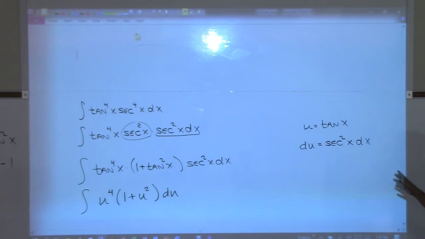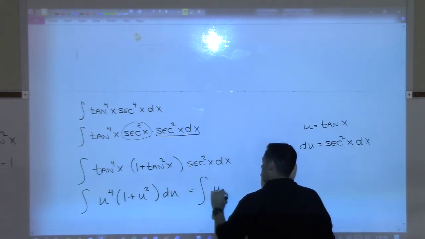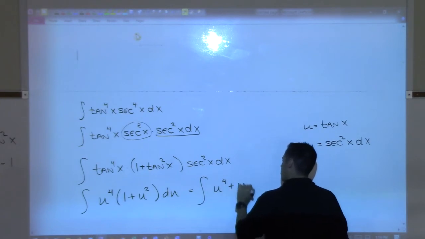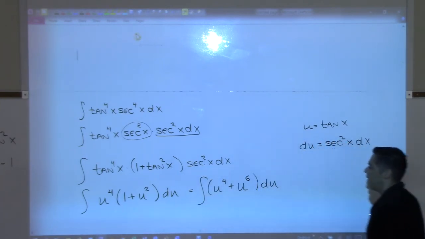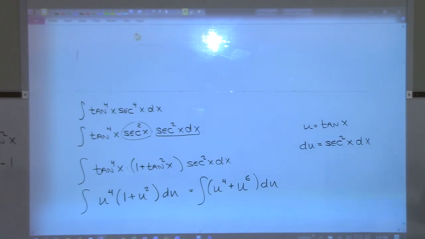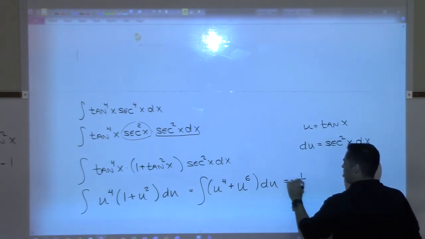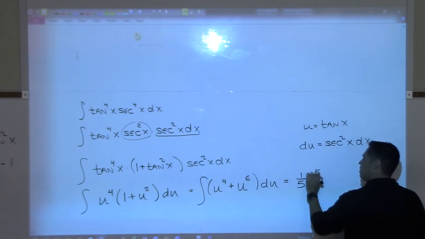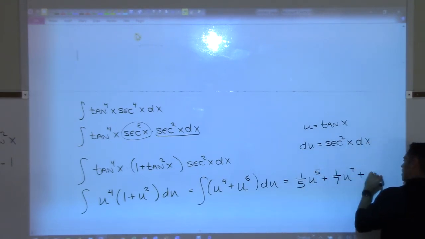And then distribute. So distribute the u through. So u to the fourth plus u to the sixth, right? Not eighth. And then now antiderivative. So the next step is where we'll pick up the plus c, right? Because we still have to actually take the antiderivative. So 1/5 u to the fifth plus 1/7 u to the seventh plus c.